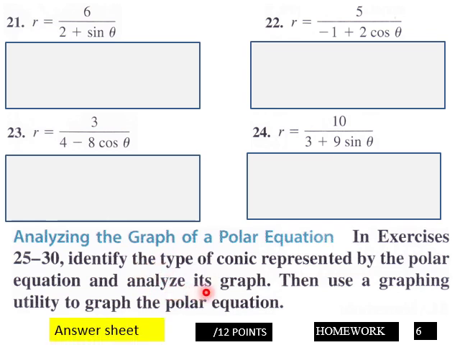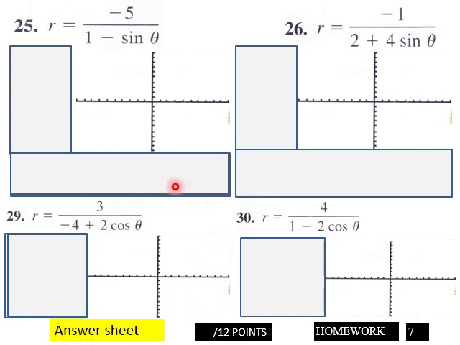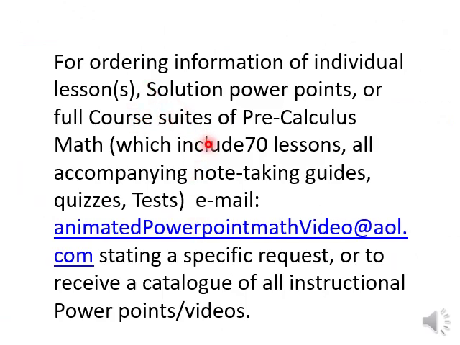And then to the next page, identify the type of conic represented by the polar equation and analyze its graph. Then use a graphing calculator to graph the polar equation. So that's this here, page 7. Your instructions on your homework sheet, it's a lot more obvious what to do, but on the video it's not so obvious. So 12 points here, page 7, and that is 9.7 part 1 homework for pre-calculus math.